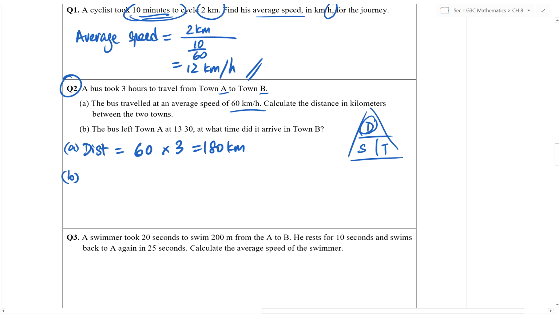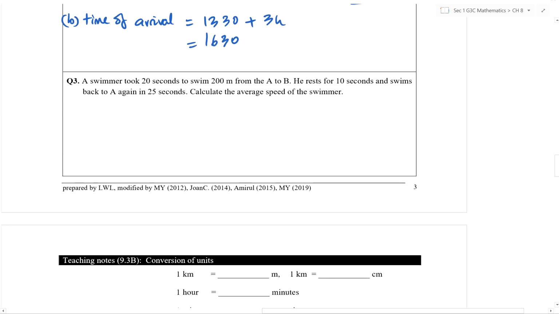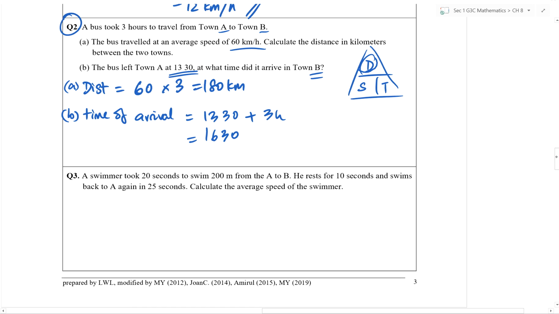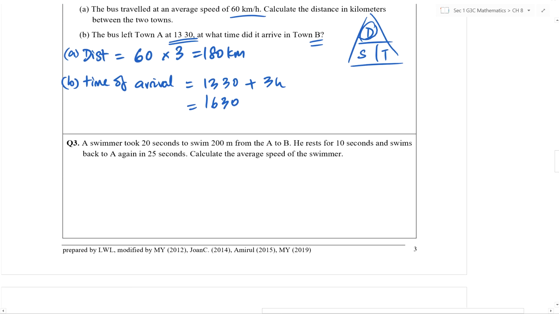And part B, if it left the town A at 1:30 p.m., what time did it arrive in town B? So time of arrival, we started at 1330 plus 3 hours. We get a total of 1630, which is 4:30 in the afternoon. Okay, so my apologies. In question 2, we didn't really manage to see how average speed comes into play. Now this time it will really be seen in question 3.